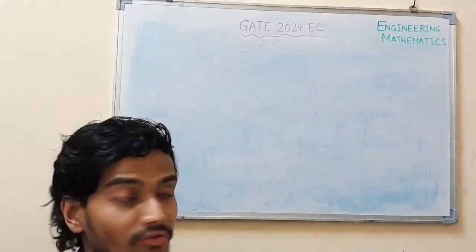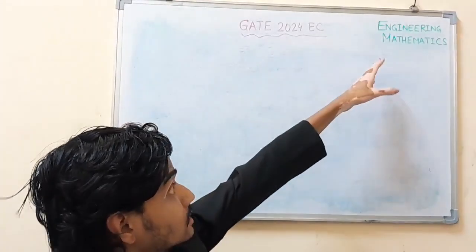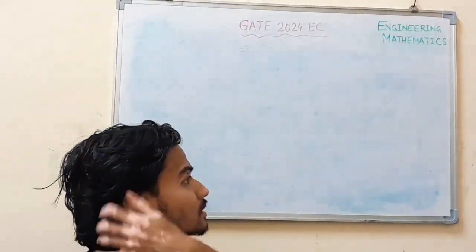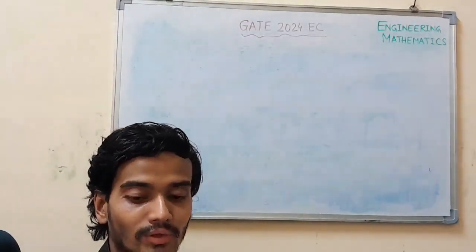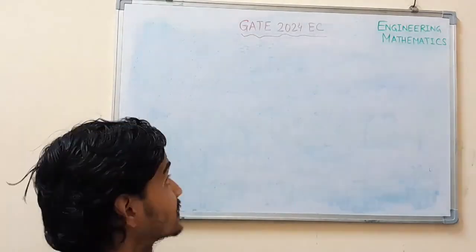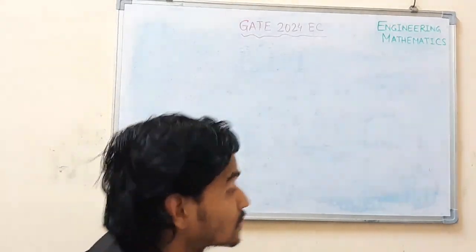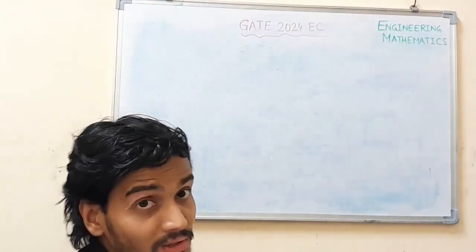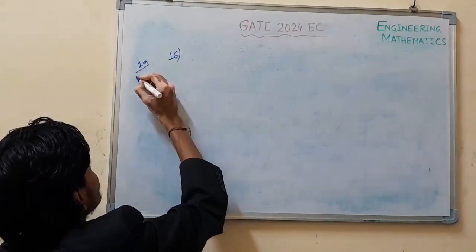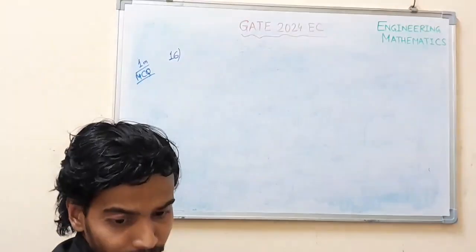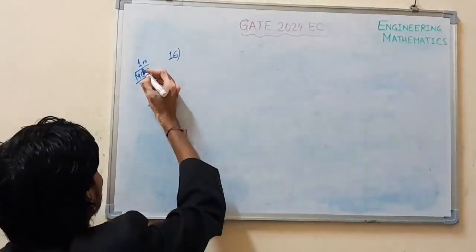Moving on to the next question. This is a GATE solution from the subject engineering mathematics. Question number 16 of 1 mark MCQ type from the subject engineering mathematics. The master question of GATE is as follows. Question number 16, 1 mark MCQ type. MCQ, I think MSQ.